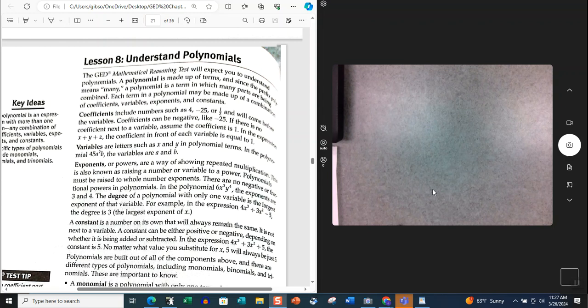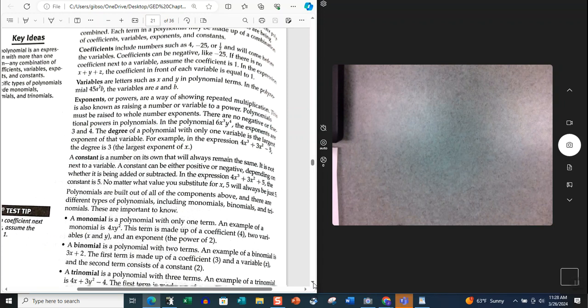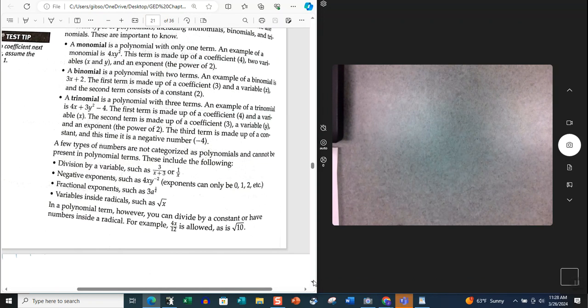So now, polynomials are built out of all the components above. And there are different types of polynomials, including monomials, binomials, and trinomials. A monomial is a polynomial with only one term. A binomial is a polynomial with two terms, and a trinomial is a polynomial with three terms. Now remember, in the previous lesson, I told you all that terms are separated by addition and subtraction. So in order to determine whether you have a monomial, binomial, or trinomial, you have to look at whether or not it has multiple addition and subtraction values.